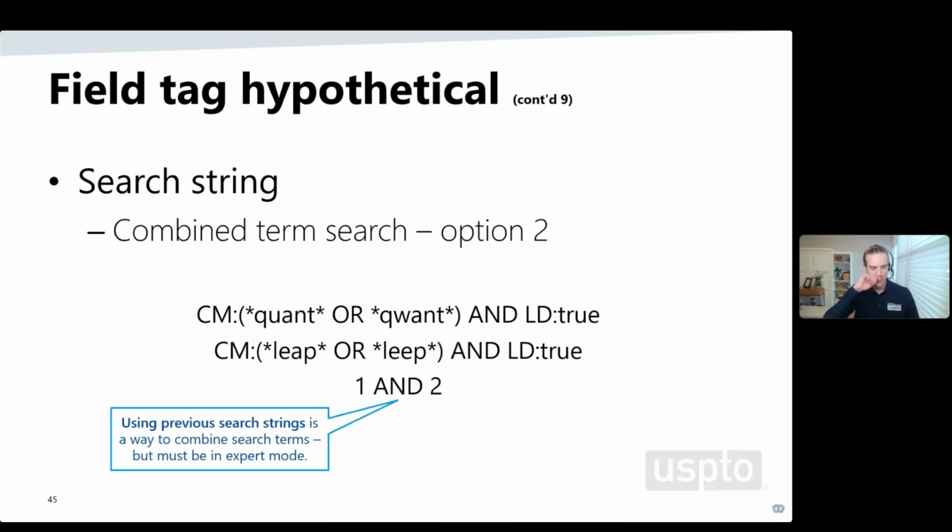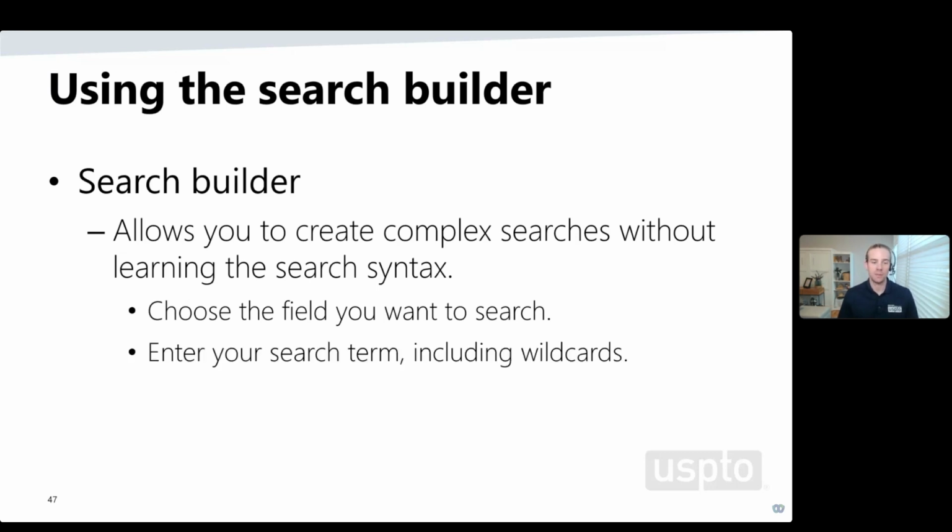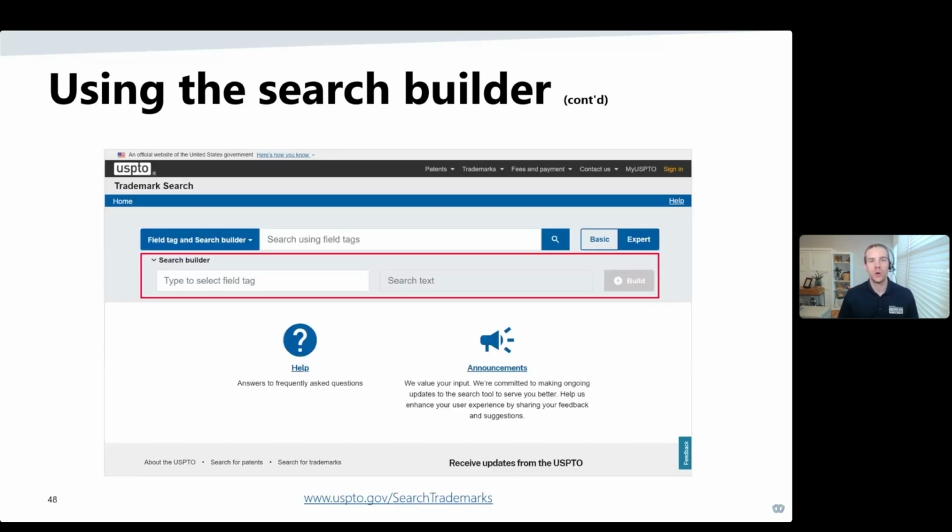I'm going to show you how to play around with this in the search builder. The search builder is sort of a combination between the dropdown and field tag. It makes the complex field tag searches a little bit easier to do. It's a little bit more intuitive and user friendly. So you select the field you want in your drop down menu. You enter in your search term, including wildcards, and then you can refine it by adding more criteria. To access this, in that drop down field, you go down to field tag and search builder, click search builder underneath it, and then you can start building. So let's do that.